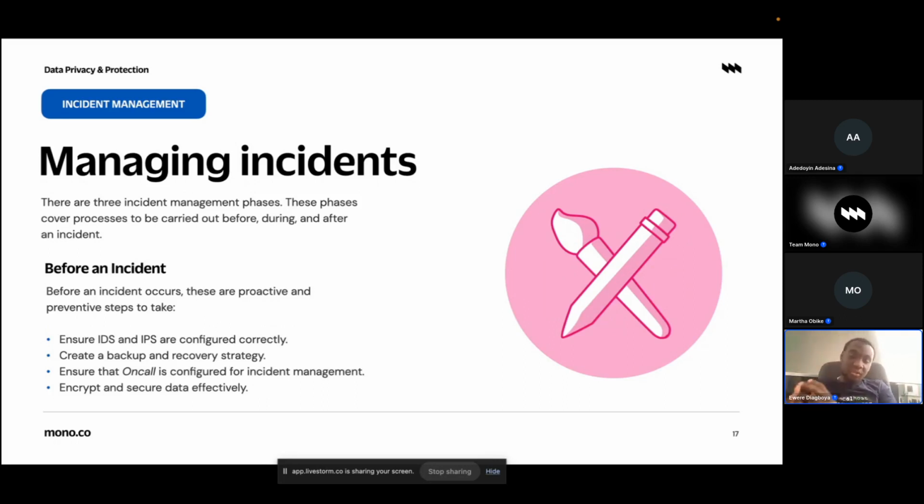Now, most of the time, during an incident is what we call the firefighting period, because you are trying to fix the problem, you're trying to understand the problem, and you're trying to make sure you mitigate it at that point in time. So before an incident occurs, some proactive things you need to do, which we've already talked about, is ensure you have your IDS and IPS correctly configured.